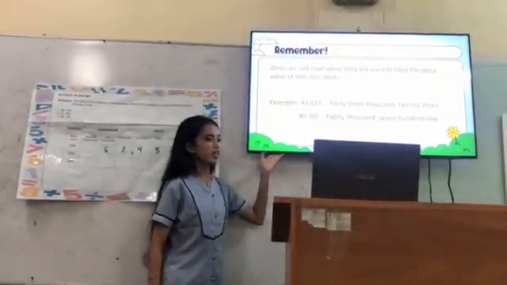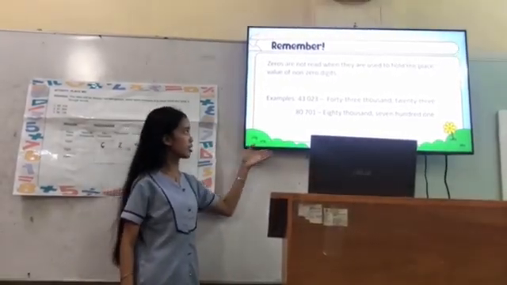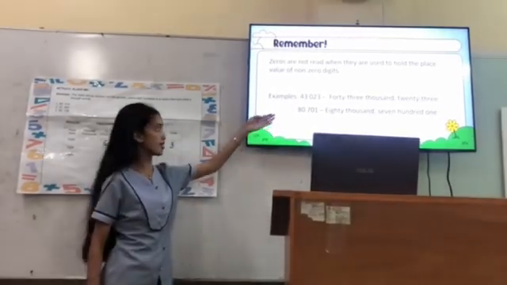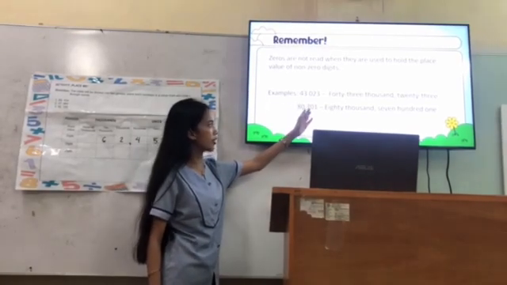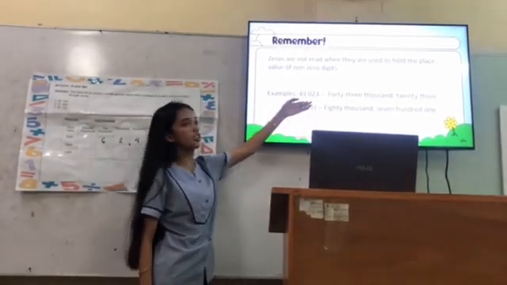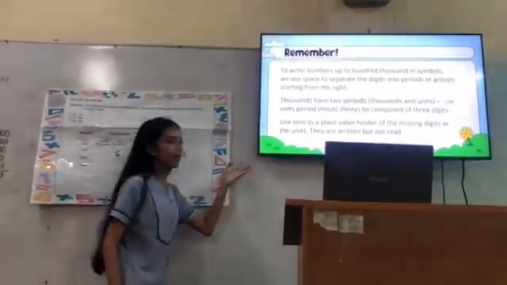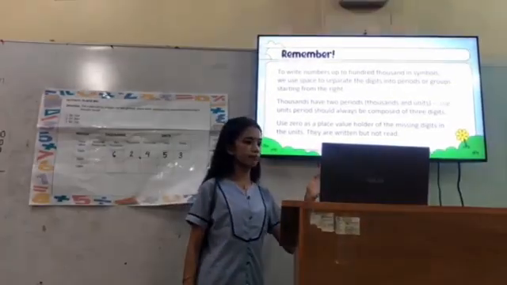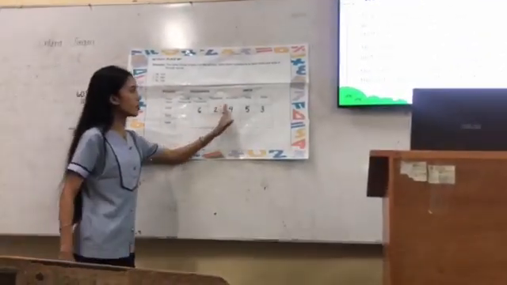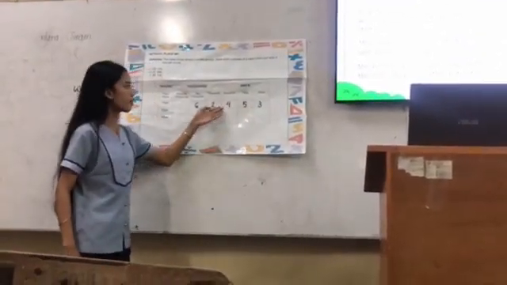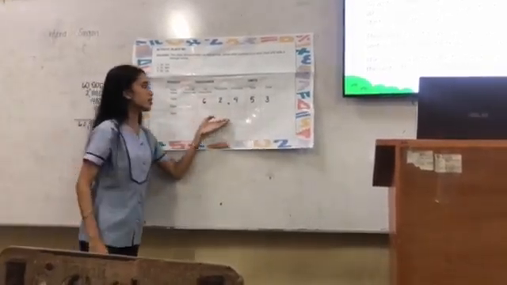Another reminder: zeros are not read when they are used to hold the place value of non-zero digits. We have here 2 examples, like 400,023 and 80,701. As you can see, the zeros are there, but we did not read them in words. For another reminder, will you please read it, class? Just like what I have said earlier, the units are composed of 3 digits only. And after that, we will put a comma when we start in our thousands table.